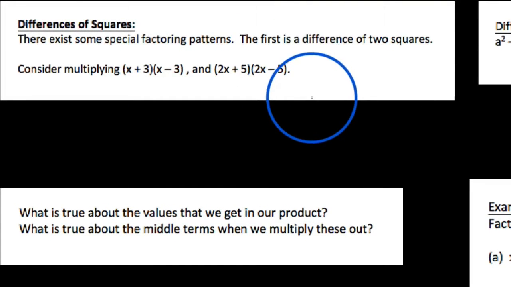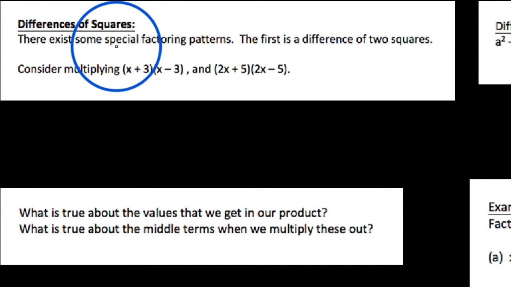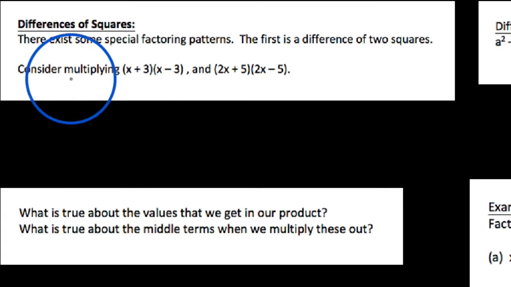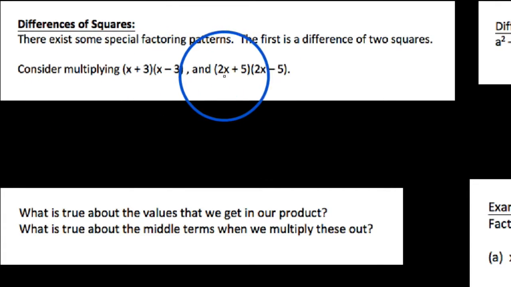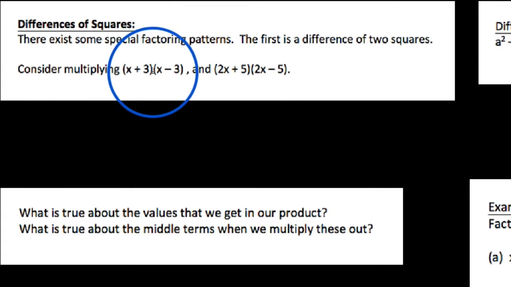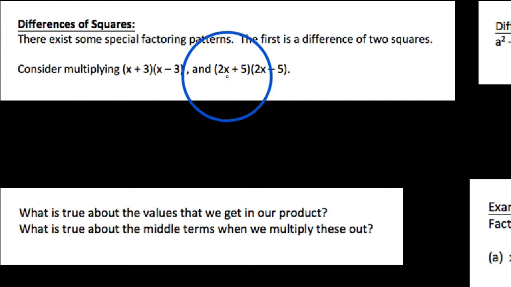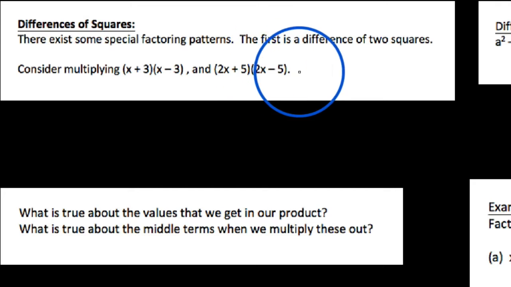Okay, YouTube, in this video we're going to look at one of my favorite factoring patterns that we refer to as a difference of squares factoring pattern. So this is one of a special set of factoring patterns, and we're going to start by considering multiplying these two sets of binomials. So the first thing I want everybody to notice is this: we have x plus 3 times x minus 3, and over here we have 2x plus 5 times 2x minus 5.